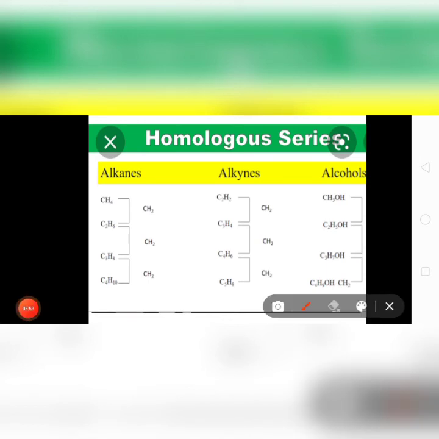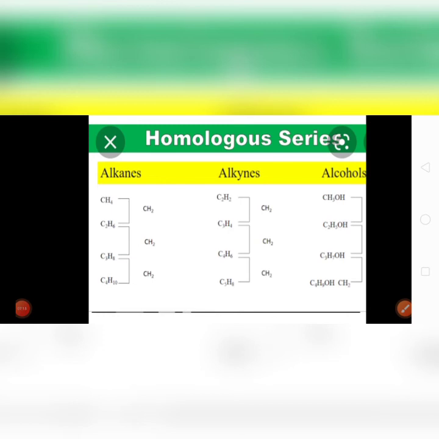Here the first member of the homologous series of alkanes is methane, the second is ethane, the third is propane, the next one butane, and so on. We observe one thing: two successive members of the homologous series of alkanes differ from one another by a CH2 unit. If I add CH2 to this CH4, we get ethane. If I add a CH2 unit to ethane, we get propane. Similarly, if I add a CH2 unit to propane, I get butane.